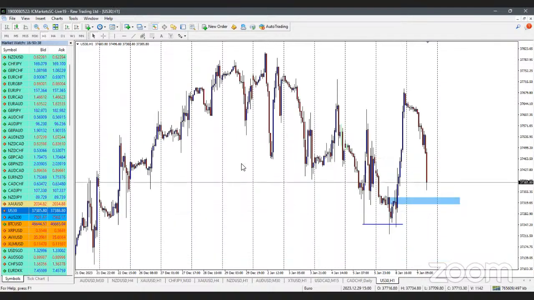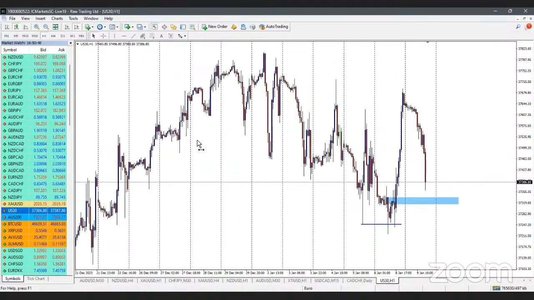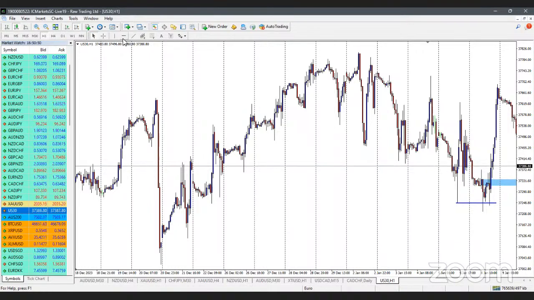Here we go with the US 30 now, which is my last setup. I definitely do think the price is going to continue short. We still have a liquidity gap that hasn't been filled for a little while down here.